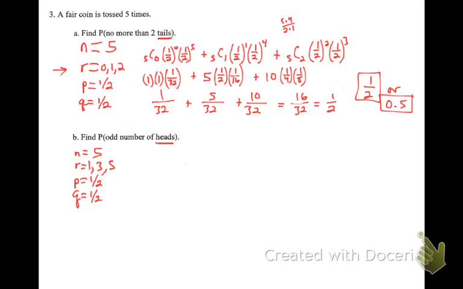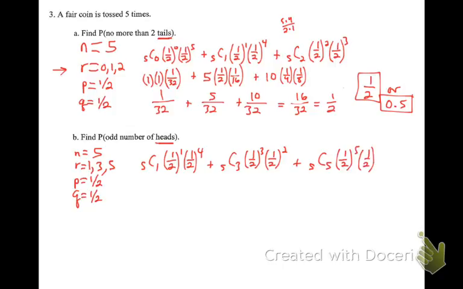Okay, so let's plug that into the Bernoulli. 5C1, 1/2 to the first, 1/2 to the fourth, plus 5C3, 1/2 to the third, times 1/2 to the second, plus 5C5, 1/2 to the fifth, times 1/2 to the 0th. 5C5, I'm not going to make this mistake this time. This one is 1, not 5. Okay, 5C1 is 5, times 1/2 times 1/16.